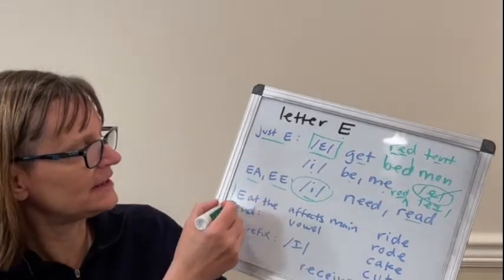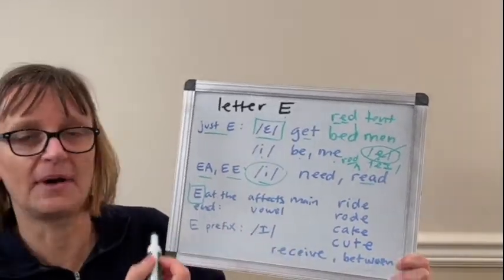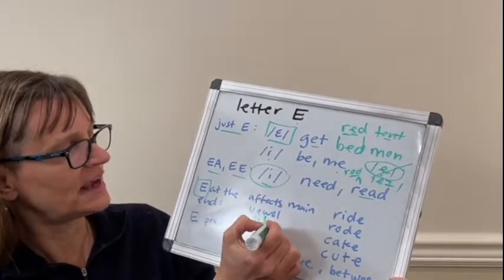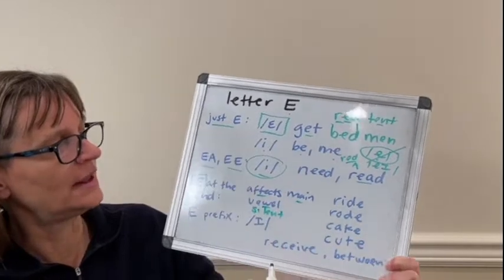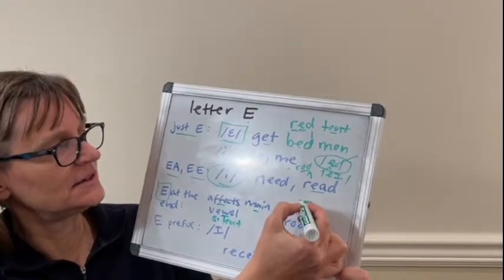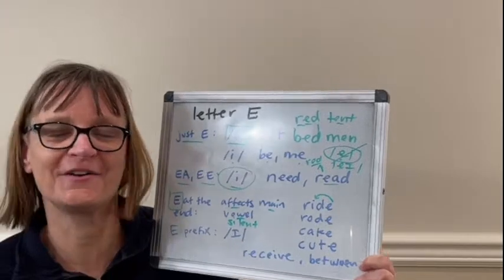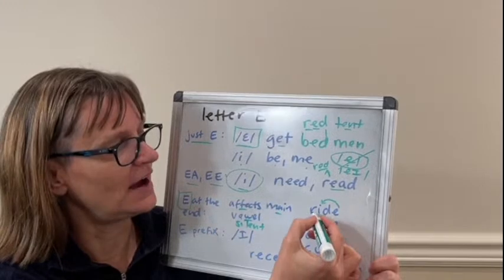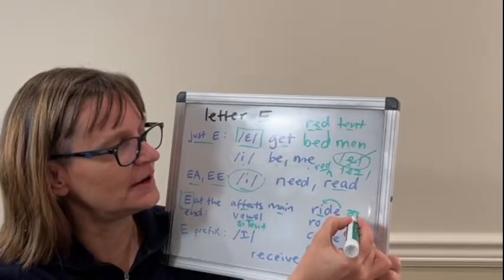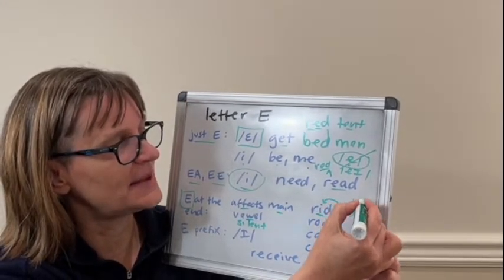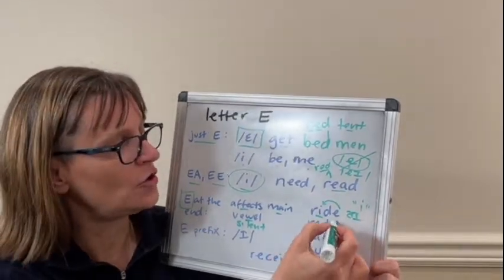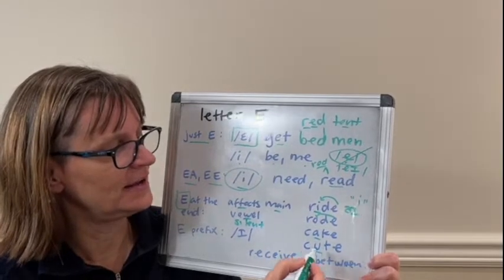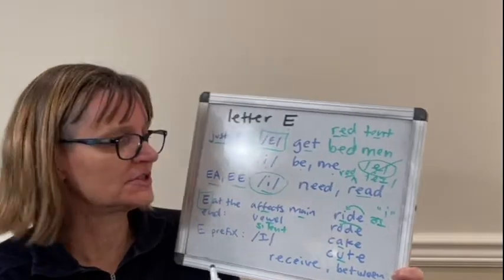When we have letter E at the end of the word by itself, we call that the silent E. But the silent E affects the main vowel. So when I put an E at the end, there's a pattern in English that says silent E makes the letter say its name. So then the I would say the I diphthong, like I, same as the name of the letter. The O says the O diphthong, like in road. The A would say A. The U would say you, cute, etc.